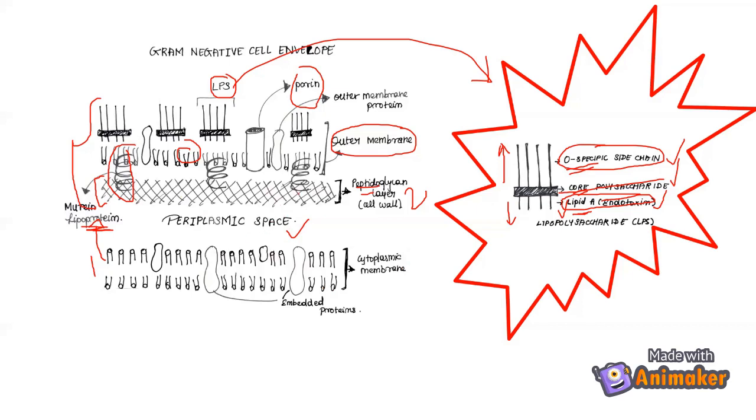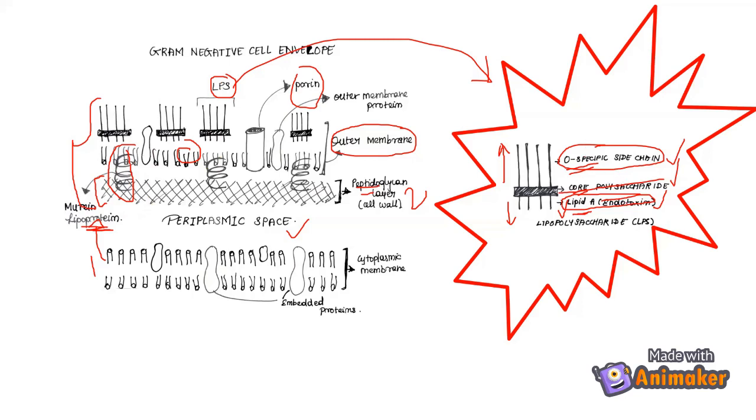Following that, you have the peptidoglycan layer. It is thin and not as extensive as in gram-positive. And you have this murein lipoprotein, which is derived from the peptidoglycan layer, and it helps to bind to the outer membrane. Now, this outer membrane is a phospholipid bilayer, but it's significant as it has a lipopolysaccharide. Lipopolysaccharide has three components. The first component is your O-specific side chain. It is an antigenic determinant.